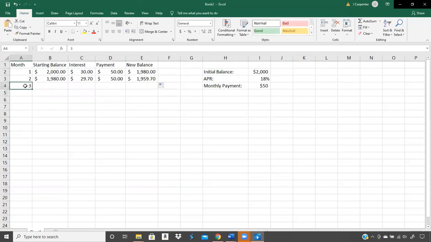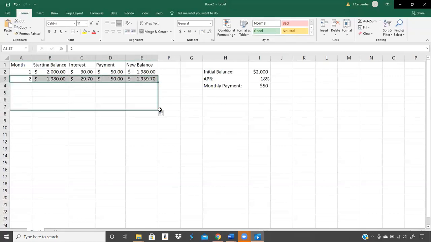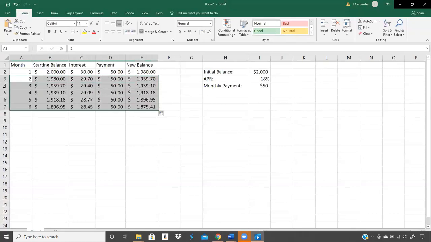Let me remove row 3, where I typed month 3. Let me see if I can just highlight this and drag it down a few if everything looks okay. And it does. The 2, 3, 4, 5, 6 may have just stayed 2s. It depends on how you're highlighting things. It really does. That's why we tell you your undo button is your best friend and then try something different. All right, the payment isn't changing. The interest is getting smaller each month. The starting balance and ending balance is getting smaller each month.